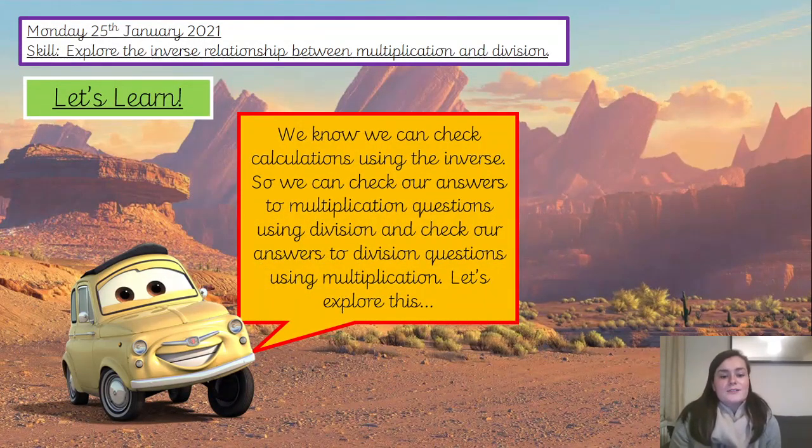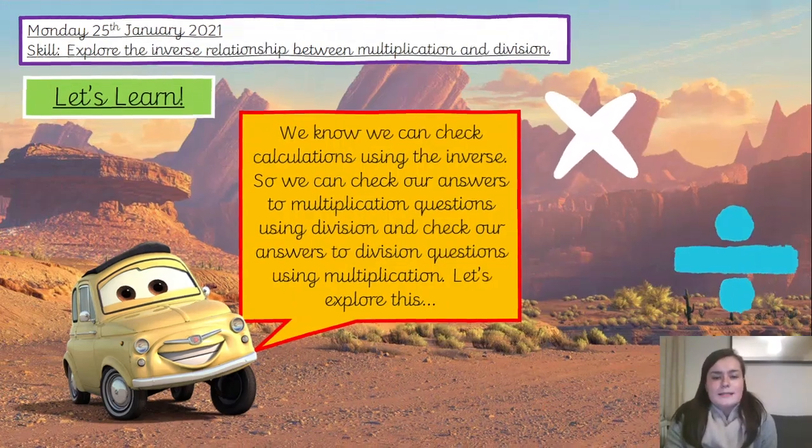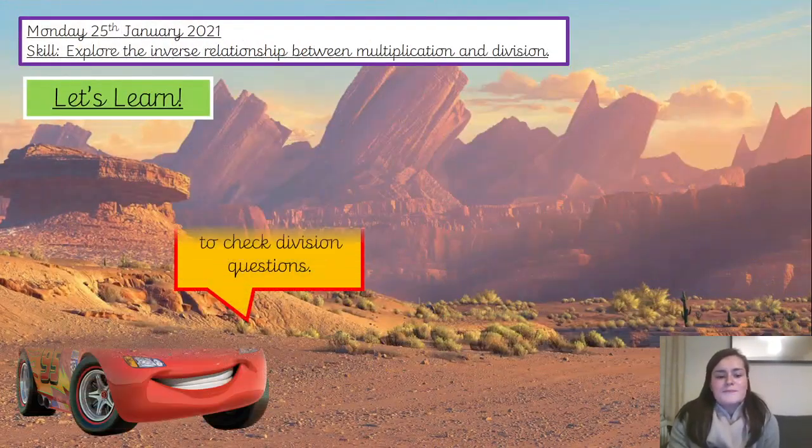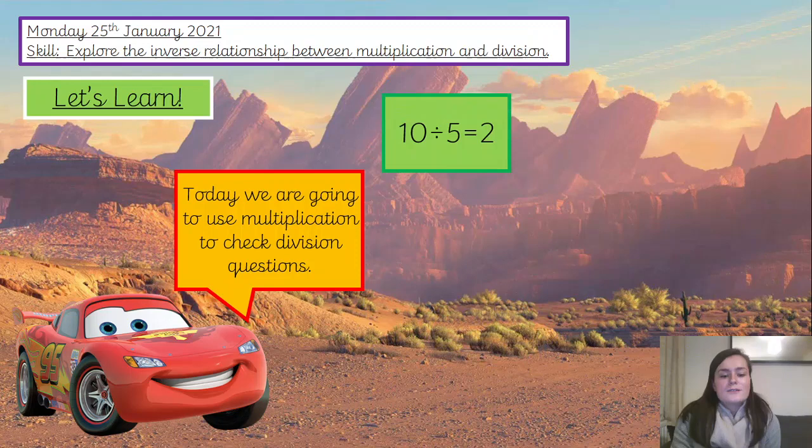Okay, let's learn. So we know that we can check calculations using the inverse. So we can check our answers to multiplication questions by using division, and we can check our answers to division questions by using multiplication. Let's have a bit more of a look at this because it sounds quite wordy and complicated, doesn't it? But it is not, don't worry. So today we are going to be using multiplication to check division questions.